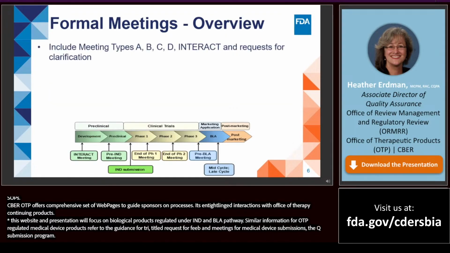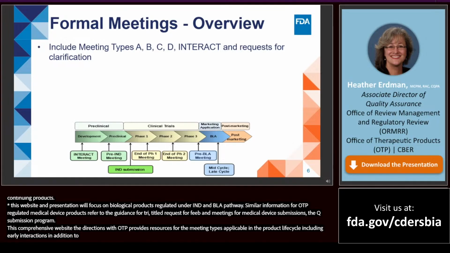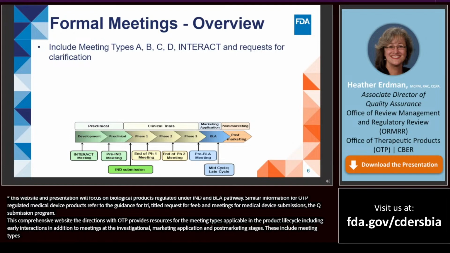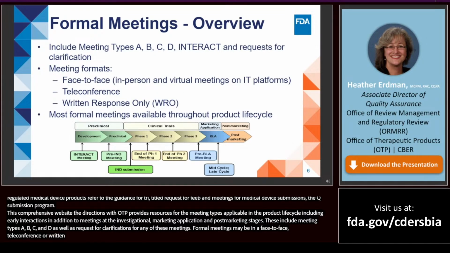This comprehensive website, the Interactions with OTP, provides resources for the potential meeting types applicable throughout the product lifecycle, including early interactions such as Interact meetings and pre-IND meetings, in addition to meetings at the investigational, marketing application, and post-marketing stages. These include meeting types A, B, C, and D, as well as requests for clarifications for any of these meetings. Formal meetings may be in a face-to-face, teleconference, or written response only, or WRO format.